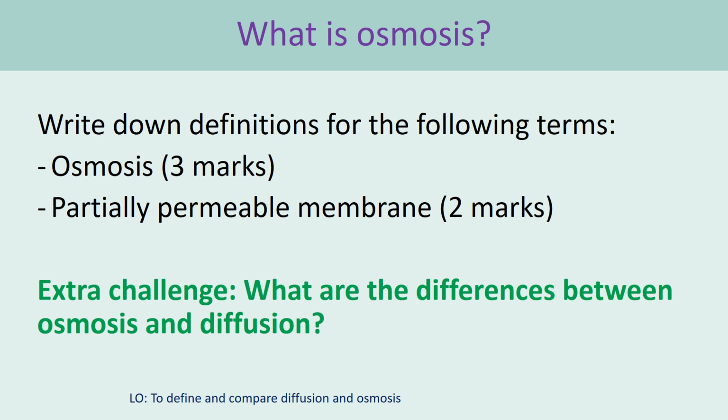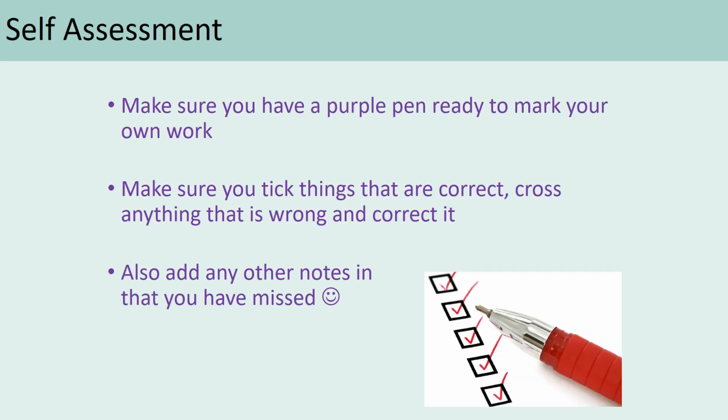If you would like an extra challenge, can you have a go at putting down what the differences are between osmosis and what we discussed in last lesson on diffusion? So if you could pause this video now, please, and answer those questions. Okay, welcome back. Hopefully we've had a go at those questions. So what osmosis is, what a partially permeable membrane is, and what the differences are between osmosis and diffusion. So let's have a look at the ideal answers.